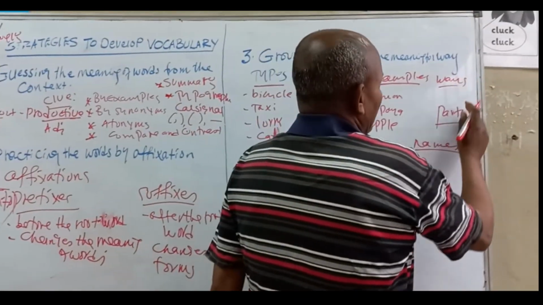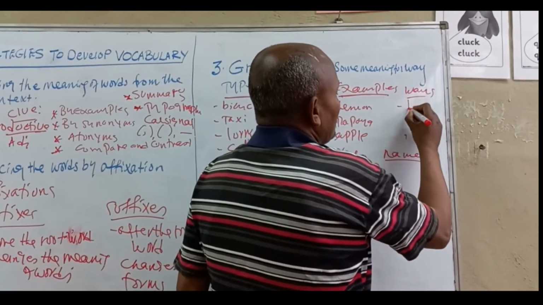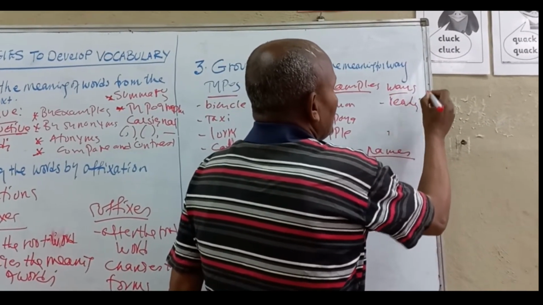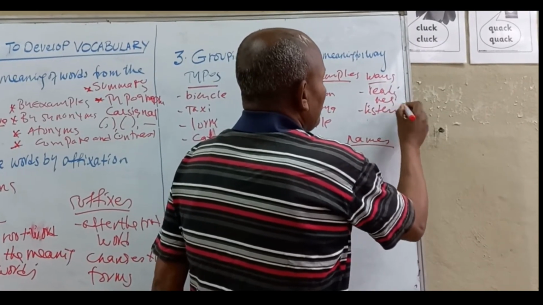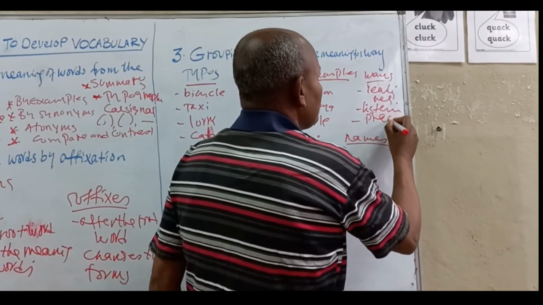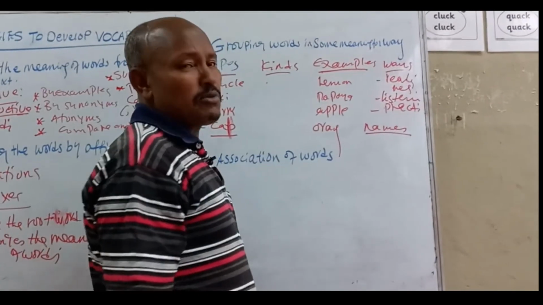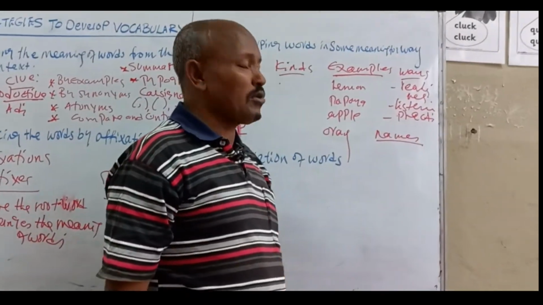Ways of improving, for example ways: reading magazines, or listening to BBC News, practicing. These are the ways of improving, so we show ways.